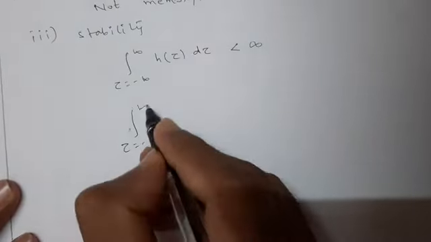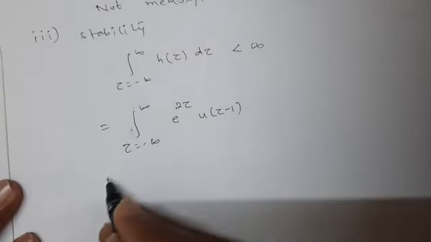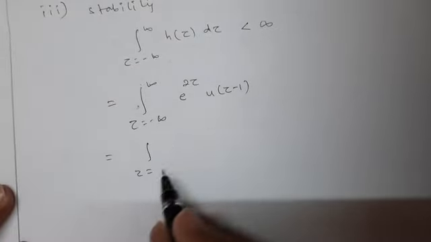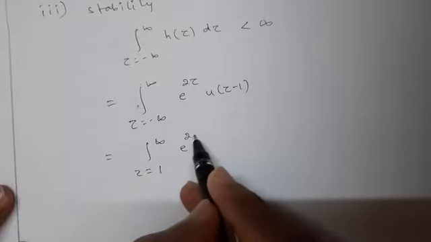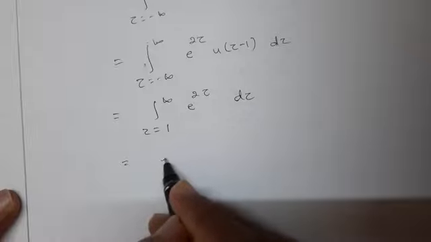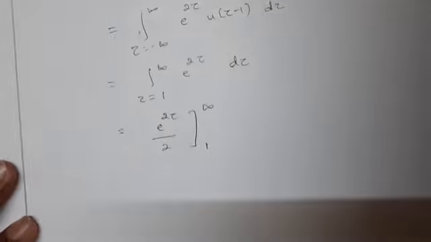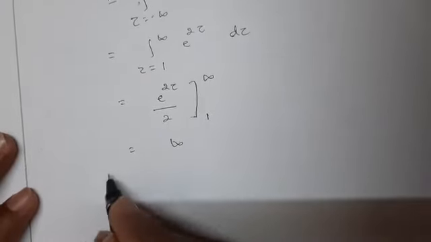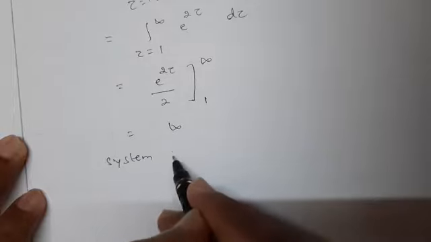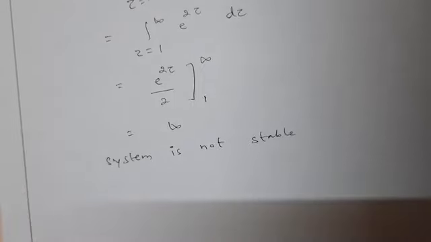The integration from tau equal to minus infinity to plus infinity of e to the power 2 tau u of tau minus 1, which is equal to, since it is tau minus 1, from 1 to infinity of e to the power 2 tau d tau, which is equal to e to the power 2 tau by 2 from 1 to infinity, which is equal to infinity. Hence the system is not stable.